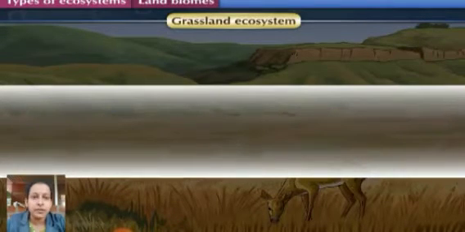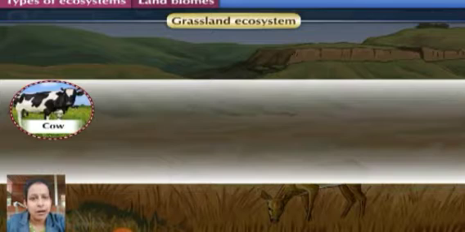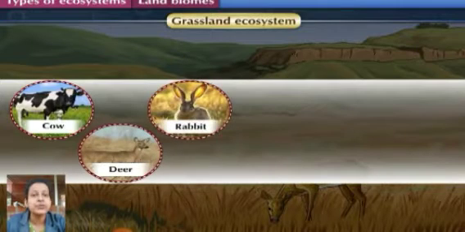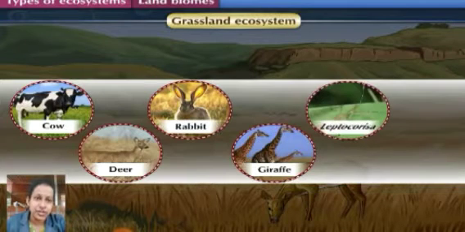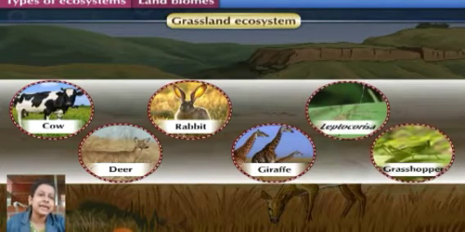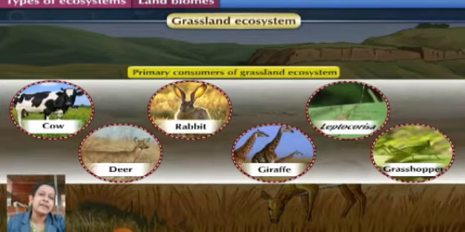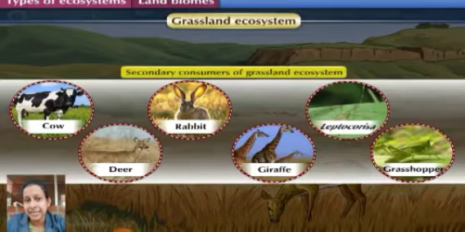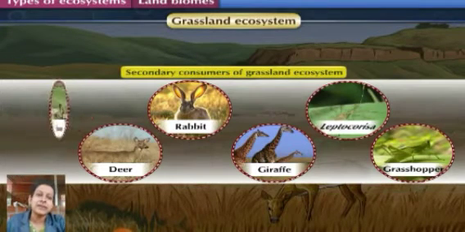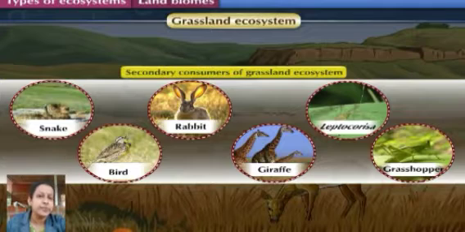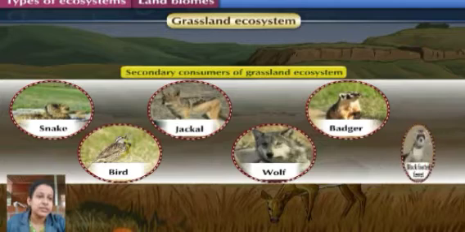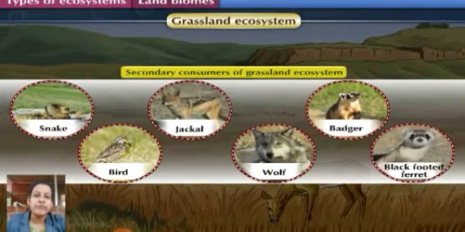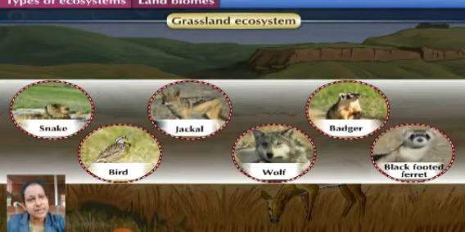Whereas the primary consumers are such as cow, deer, rabbit, because all these are herbivorous animals and they will be mostly grazing on the grassland, giraffe, and insects like leptocoryza and grasshopper will be found here, and they are called the primary consumers of the grassland ecosystem. The secondary consumers of the grassland ecosystem will be snake, bird, jackal, wolf, badger, and even black-footed ferret. These are the secondary consumers of the grassland ecosystem.